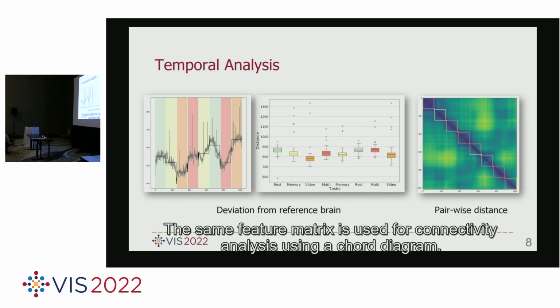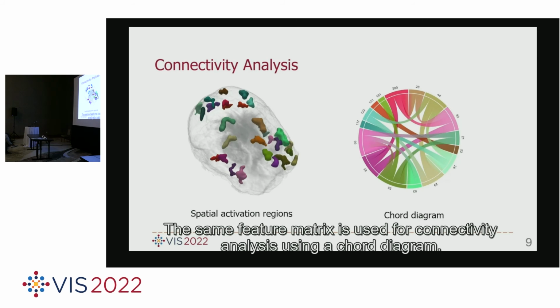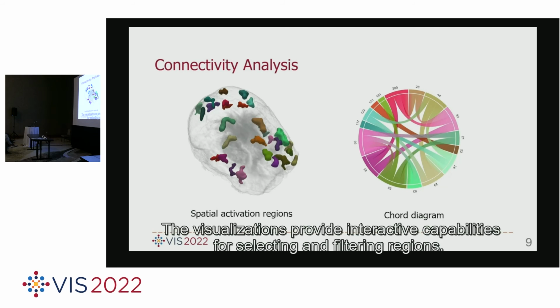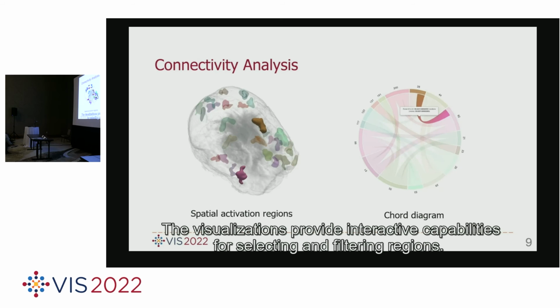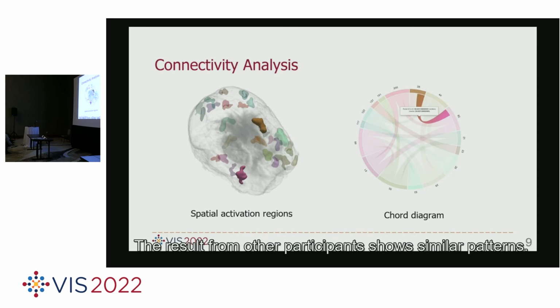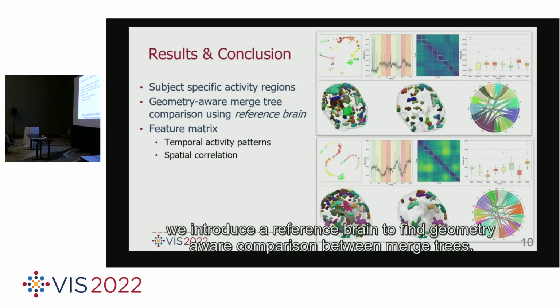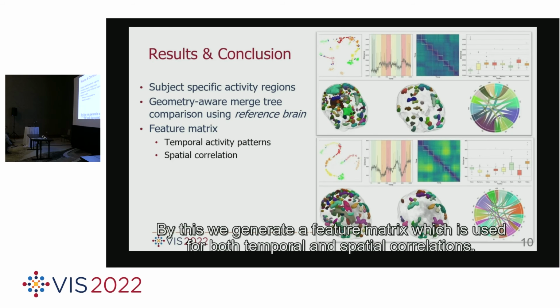The same feature matrix is used for the connectivity analysis using a chord diagram. Two regions are connected through a ribbon if there is a significant correlation with each other. The visualization provides interactive capabilities for selecting and filtering regions. The results from other participants show similar patterns. In conclusion, we extract subject-specific activation regions. We introduce a reference brane to find geometry-aware comparison between merge trees. By this, we generate a feature matrix which can be used for both temporal and spatial correlations.